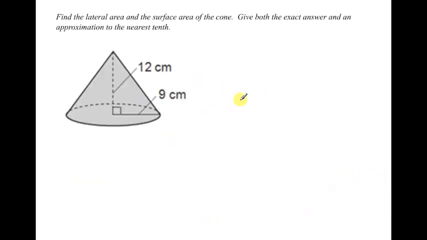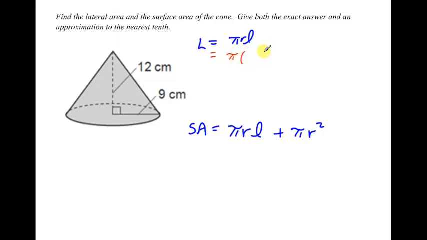Okay, last example. Again, we're finding lateral and surface area, so I'm going to jot down my formulas. Pi r l, and for surface area, that same pi r l, we'll just carry it down, plus a base, pi r squared. All right, let's see what we can do here. So, do we know the radius and the slant height? Well, take a look. I know the radius right here is 9. Easy peasy. And slant height, no slant height given.